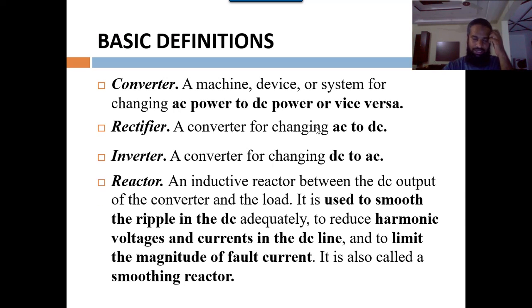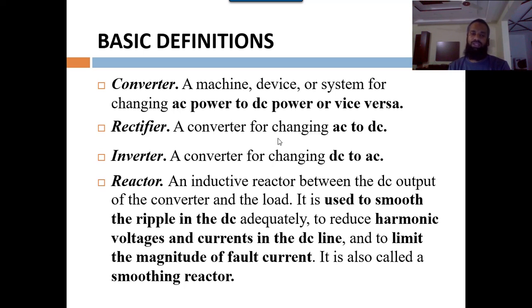So there are some terminologies which we will use in this lecture, so we need to be clear on those terminologies. First is converter. So converter is, by definition, a machine or a device which converts AC to DC or DC to AC. The second is rectifier. So rectifier is a device which converts AC supply into DC. Third one is inverter. An inverter is a device which converts DC supply into AC.